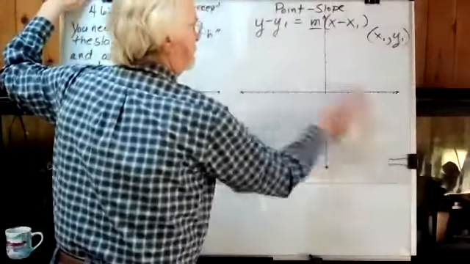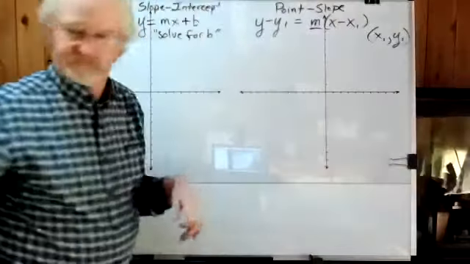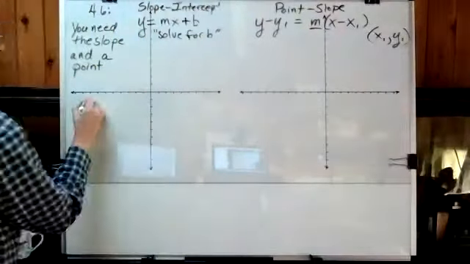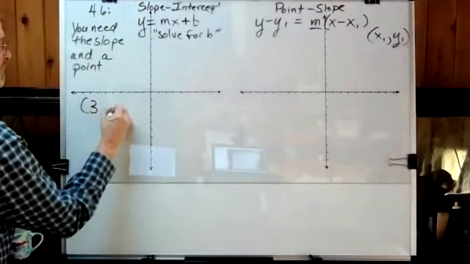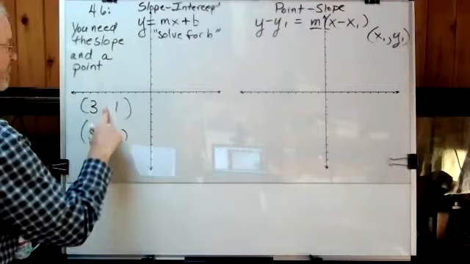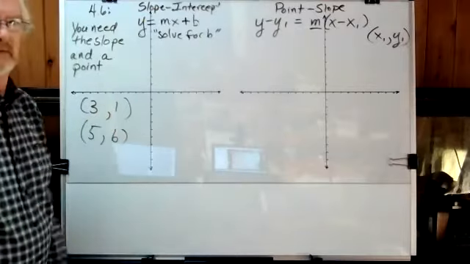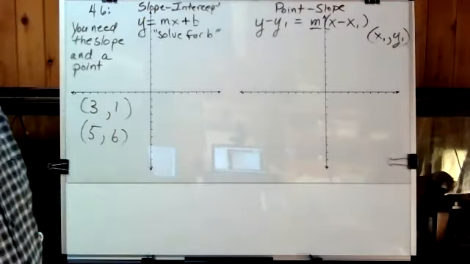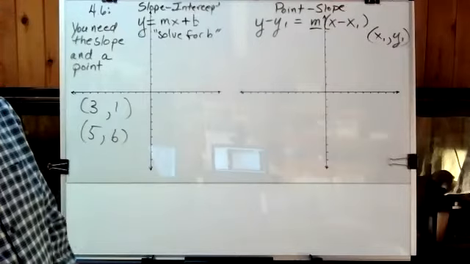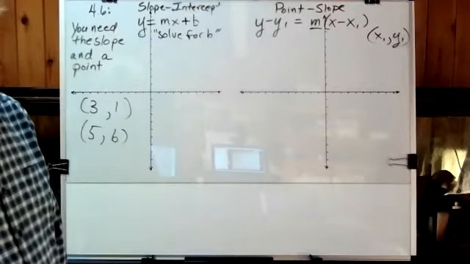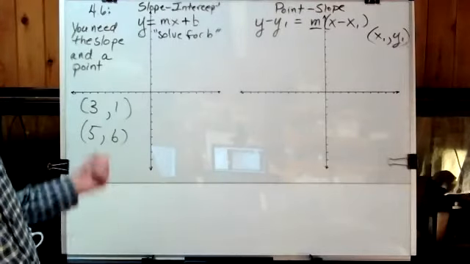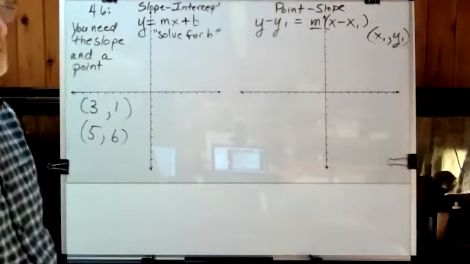I keep saying we need a point and a slope. If I don't know the slope, but I know 2 points, I need a slope. Even more work. You've got to calculate the slope yourself first. Okay? Calculate the slope first. That's what this is all about. I know 2 points.